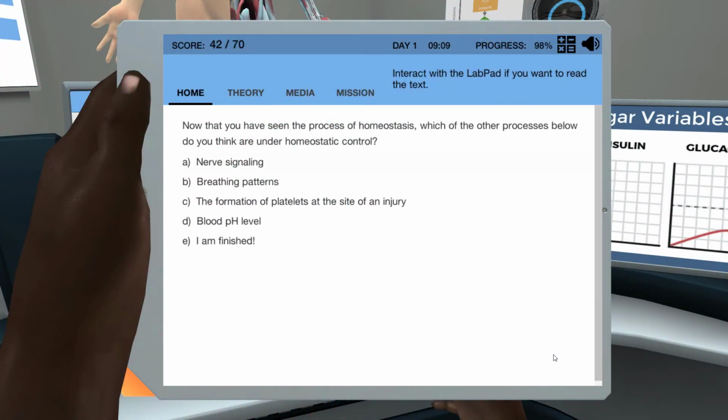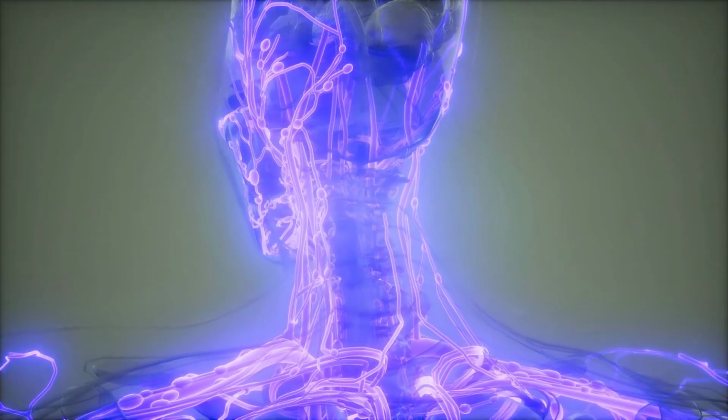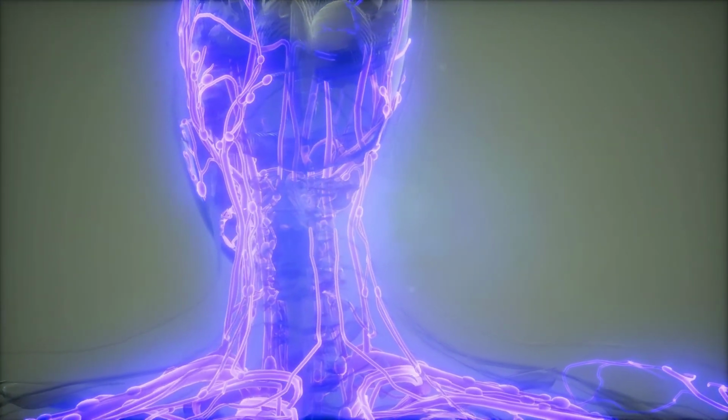Now that you have seen the process of homeostasis, which of the other processes below do you think are under homeostatic control? pH sensors in the blood vessels are able to detect acidosis and alkalosis, when the blood pH is respectively too low or too high from the neutral value.